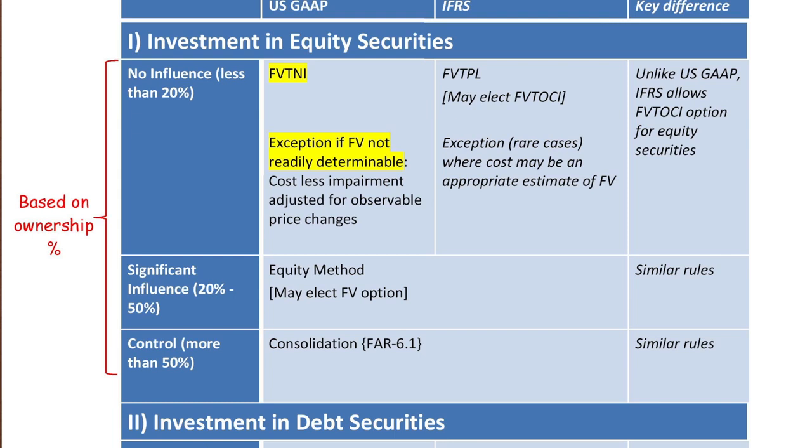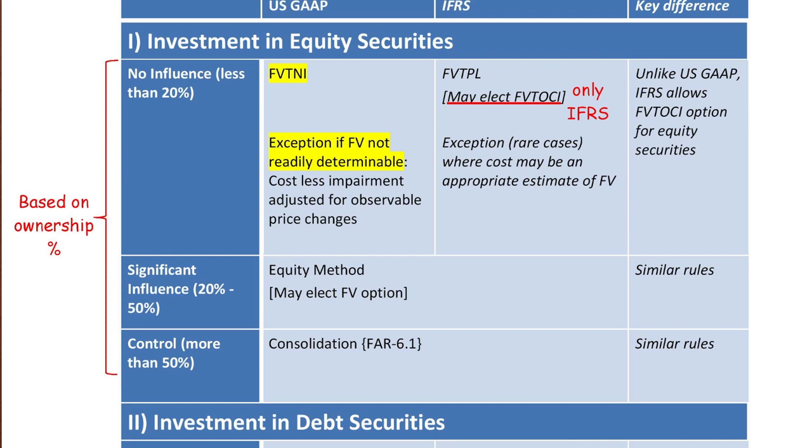IFRS is pretty similar. They say FVTPL, so that's fair value through profit and loss. Same thing as FVTNI. But IFRS allows you may elect FVTOCI, and right there only IFRS. So this is fair value through other comprehensive income. This is no longer allowed under US GAAP for equity securities and we're going to talk about this.